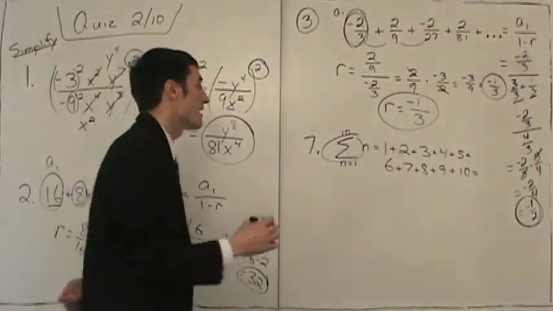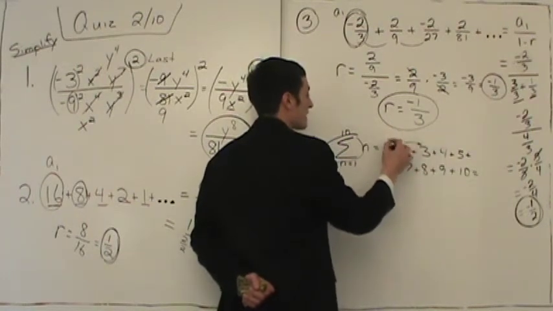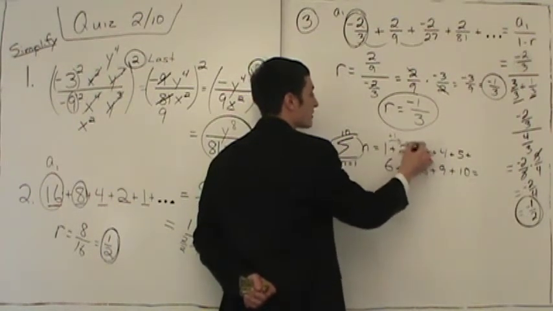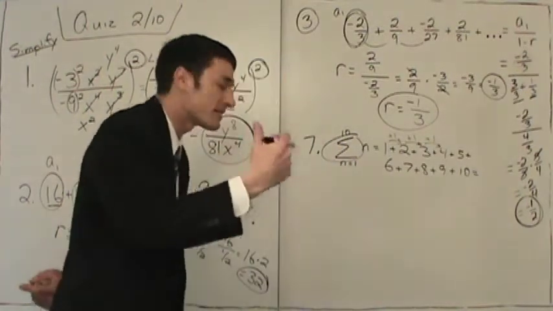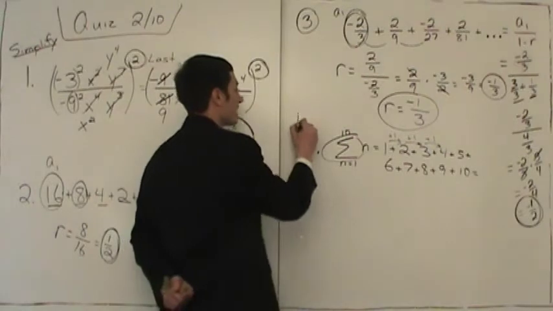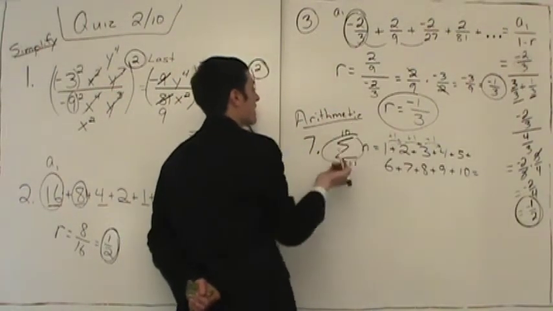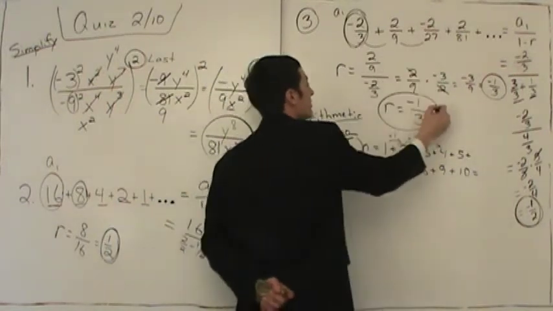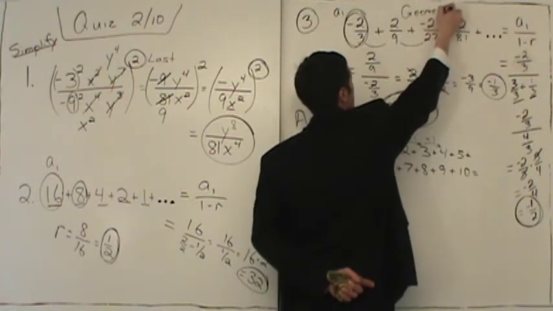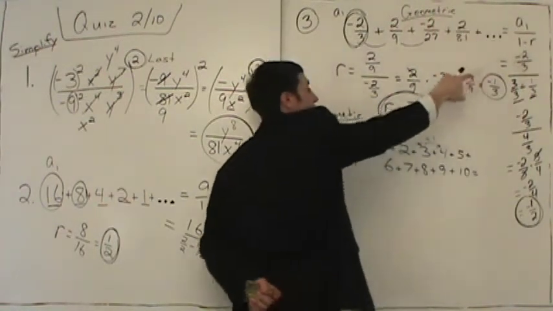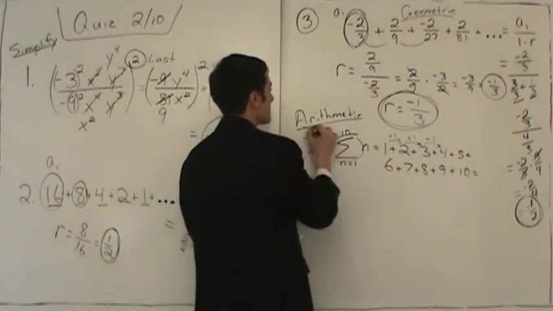Remember, there's a trick if the values are increasing by a constant value. To go from 1 to 2, add 1. From 2 to 3, add 1. From 3 to 4, add 1. Since we're adding to get to the next value, this is arithmetic. Go ahead and write arithmetic. Up here, we were multiplying, and multiplication is geometric, which is different. For geometric, you have to use the formula a sub 1 over 1 minus r if you're adding forever. Arithmetic has a trick.